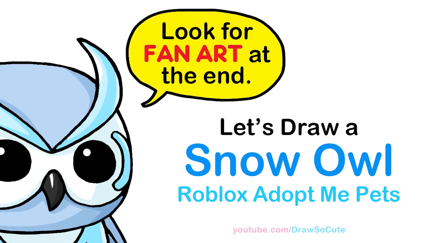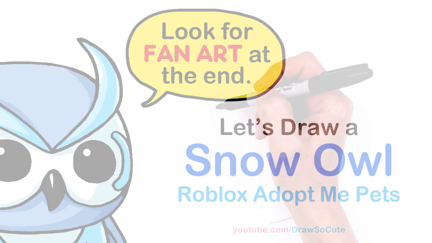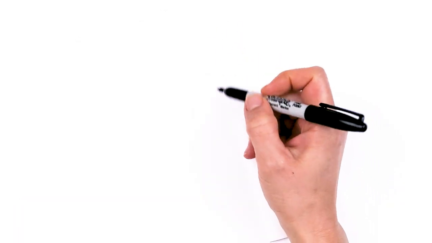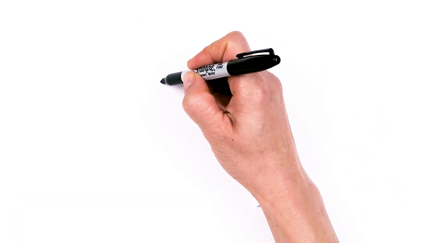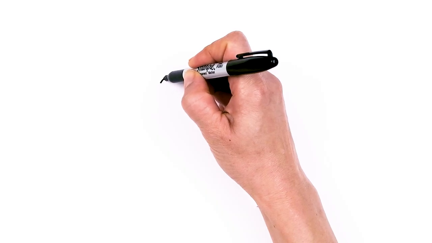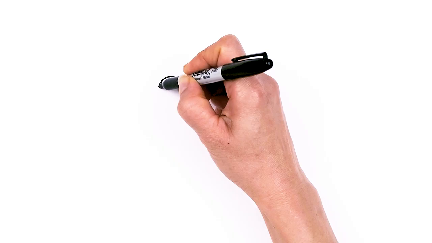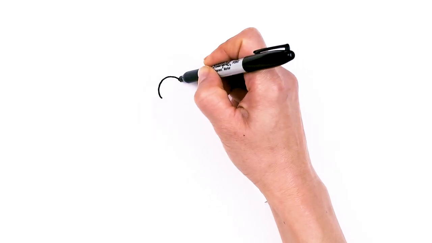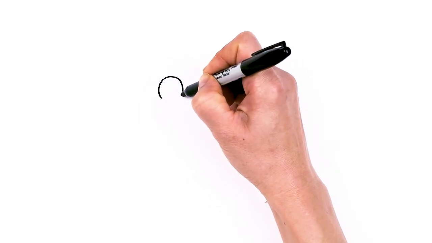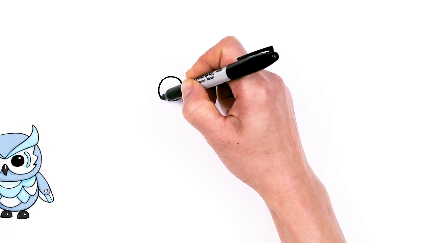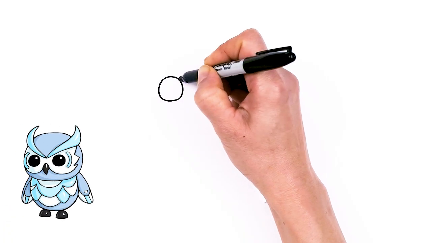Today we're going to draw the snow owl from Roblox Adopt Me Pet. So let's get started. To draw this cute owl, let's first start by drawing its eyes. So I'm going to come right here and draw an oval for this side because we're not looking at the owl straight on. So the eyes are going to be slightly different. This one's going to be a little bit more ovalish, a little bit thinner.